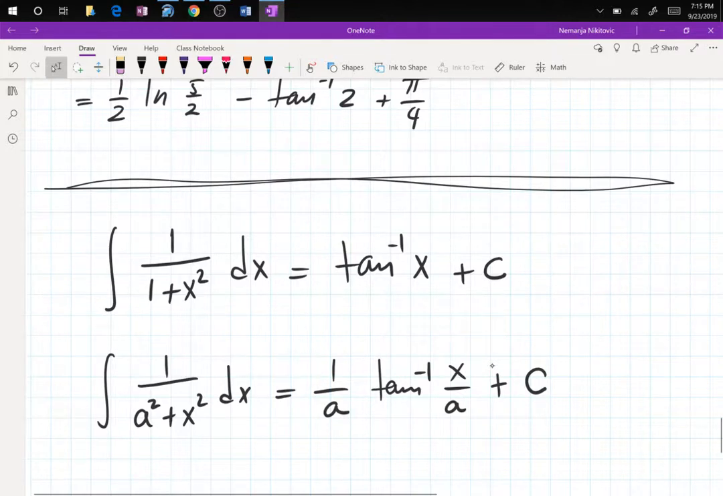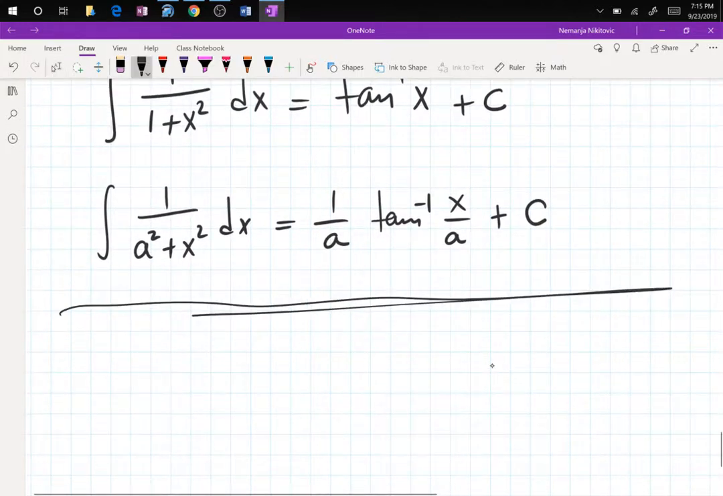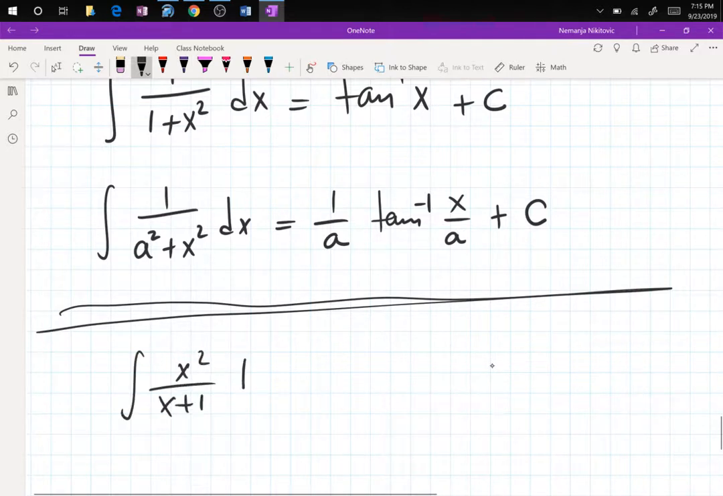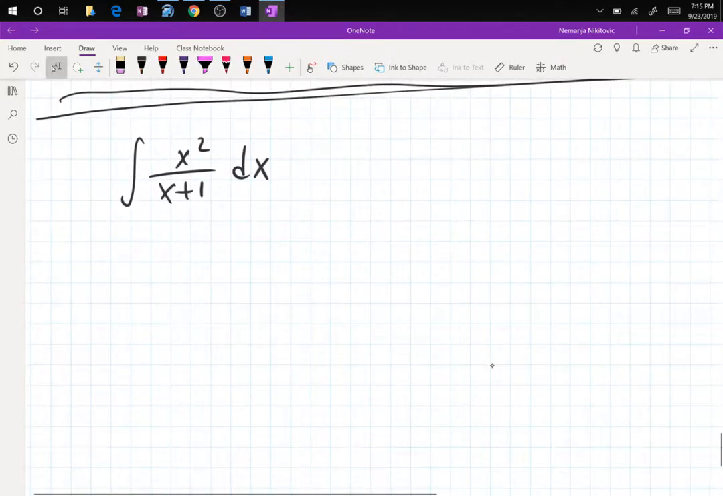Should we do one more? Yeah, why not? It's fun. How about the integral of x squared over x plus 1 dx? So think about this, see what your neighbors think about it.